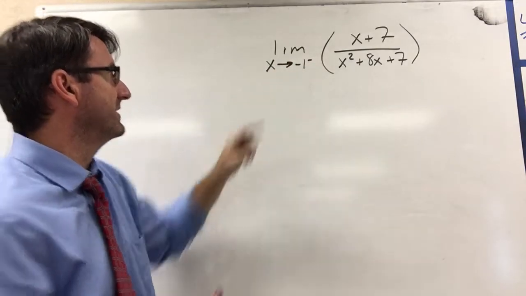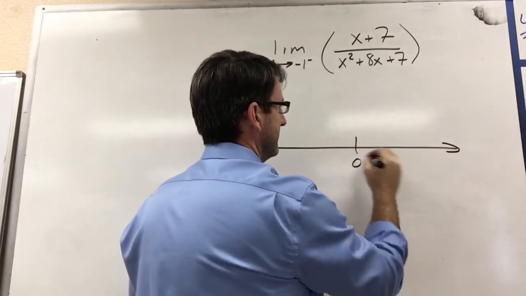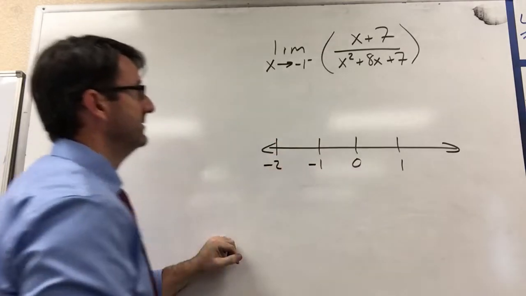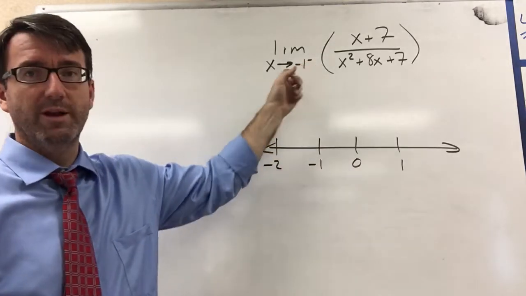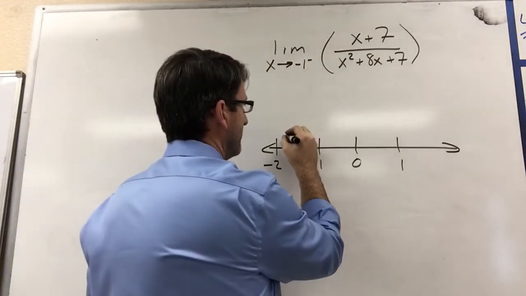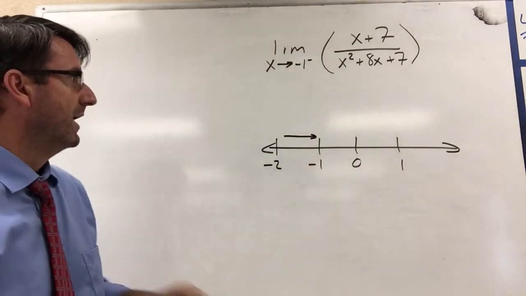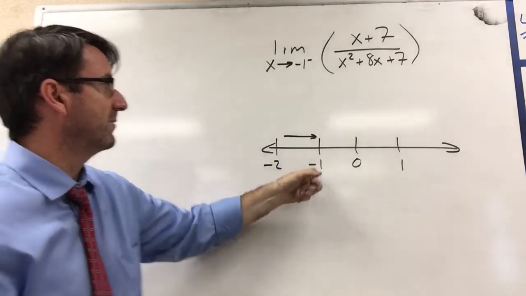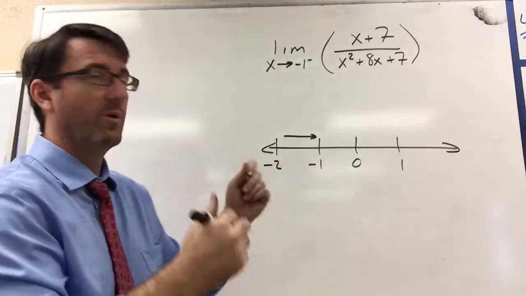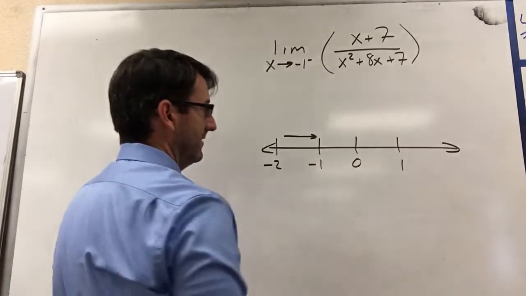First, let's talk about what that means. If we're on a number line here, this is 0, this is 1, -1, -2. Approaching -1 from the left, this little negative sign just means we're coming from the left. So we're coming this way, getting closer and closer to -1 from this direction. The numbers we would want to plug in would be like -1.1, -1.001, just a little bit on this side of -1.